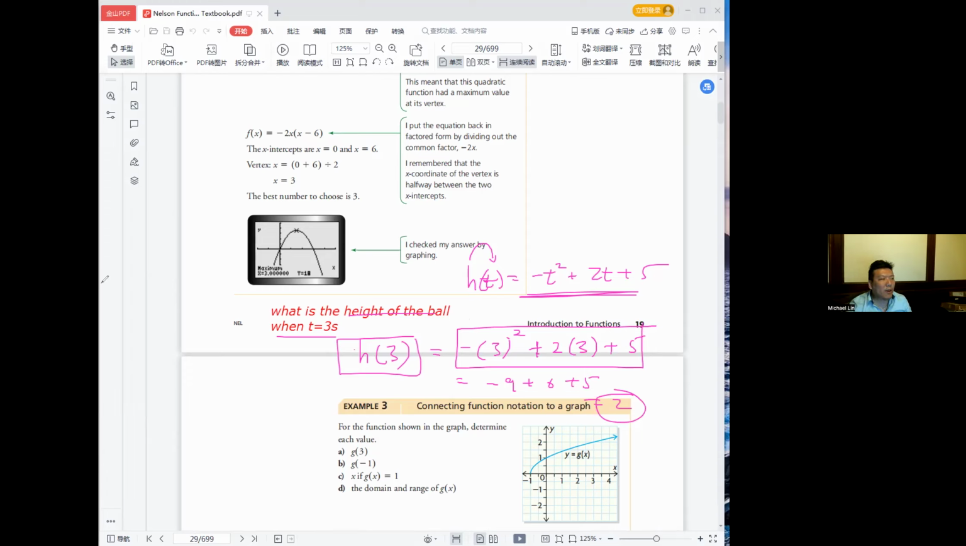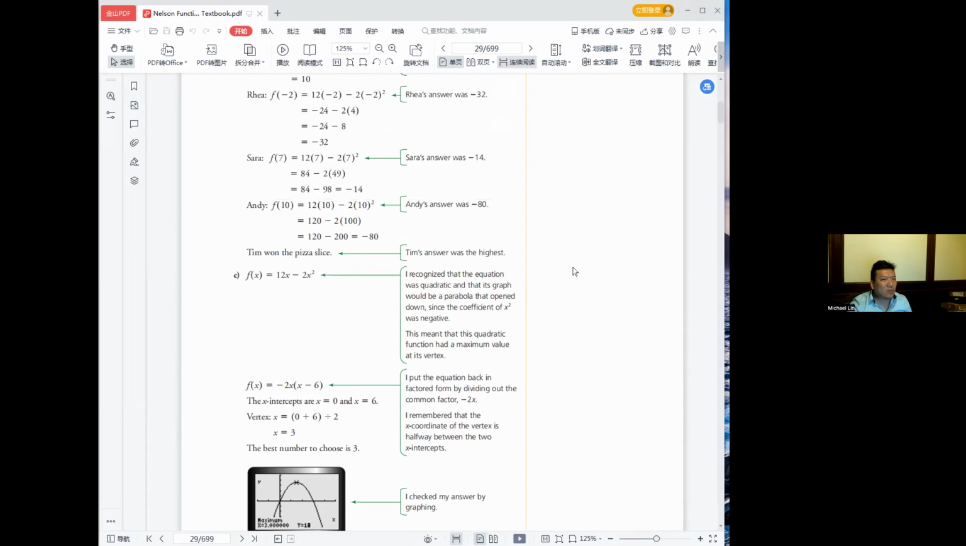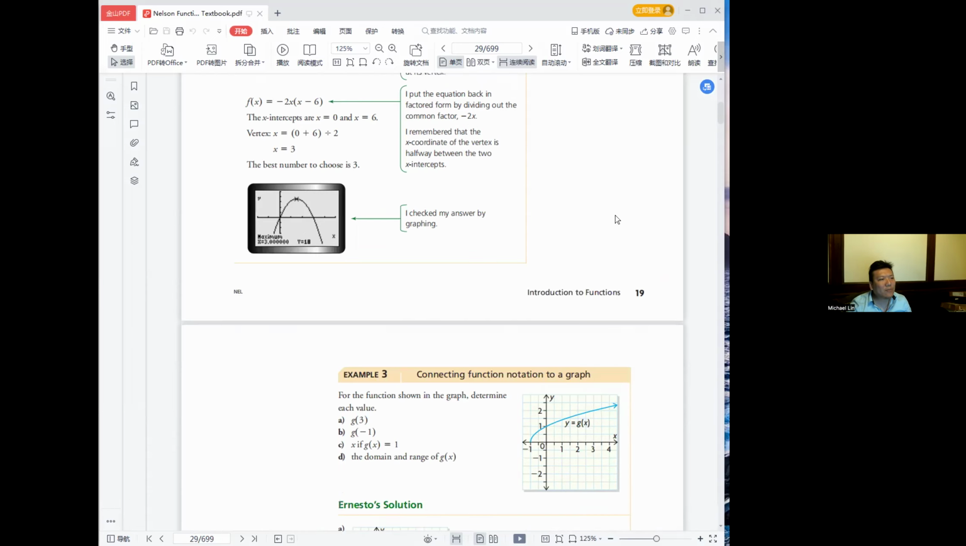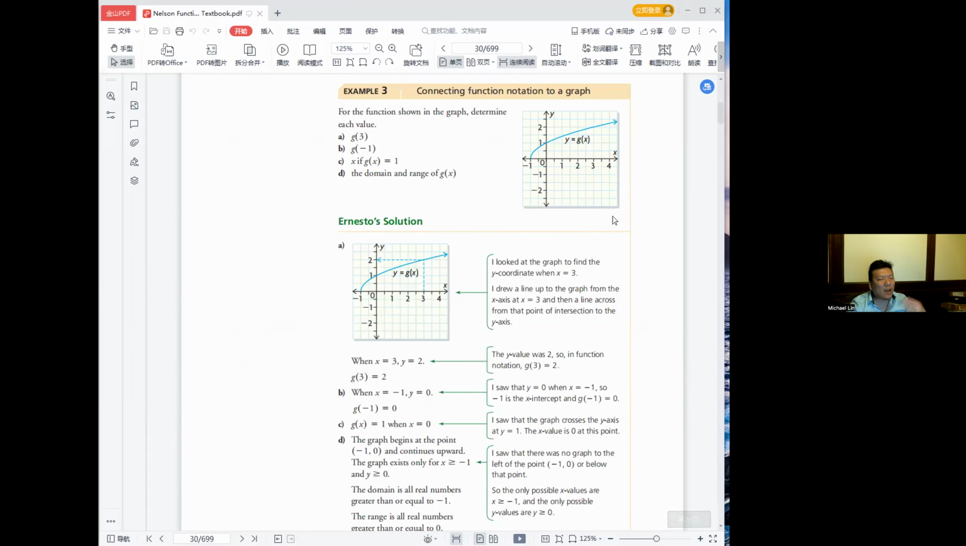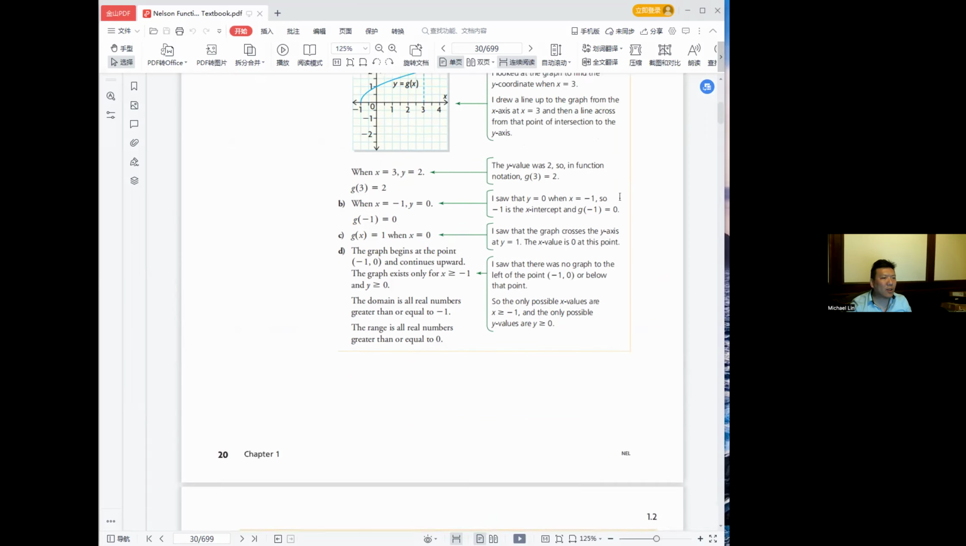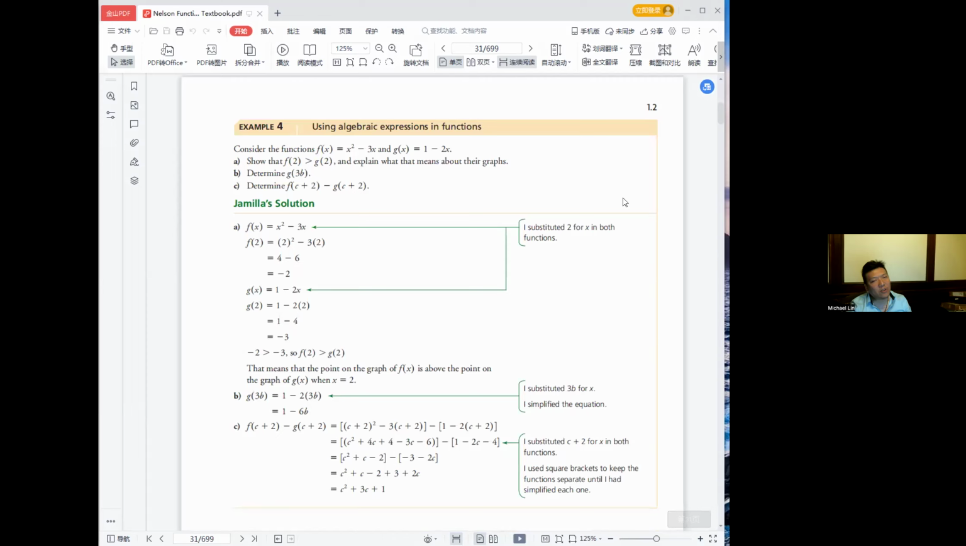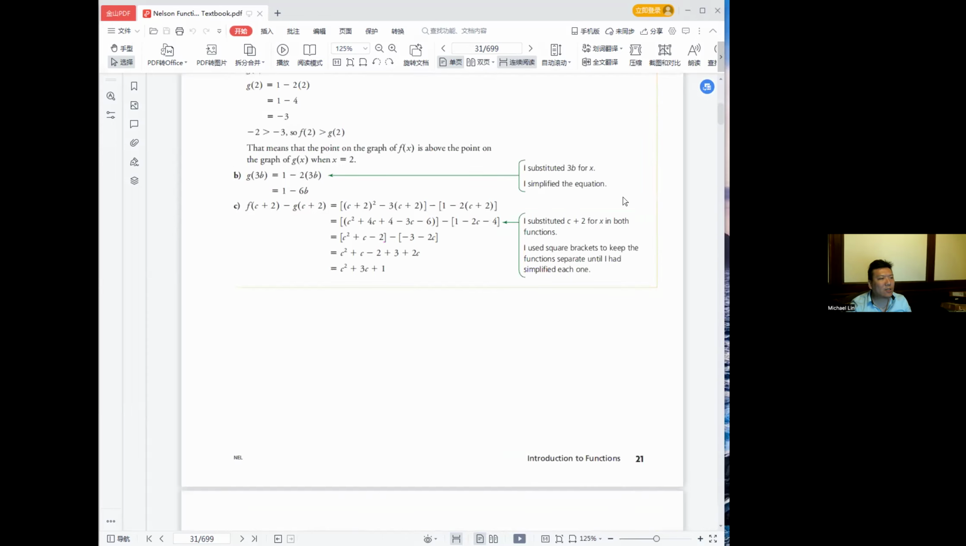So the main advantage of function notation is that it allows us to say things a little bit faster. Instead of saying what is the y when x equals 3, just say function at 3. The other advantage of writing function notation is that it allows us to talk about the transformations a lot easier.